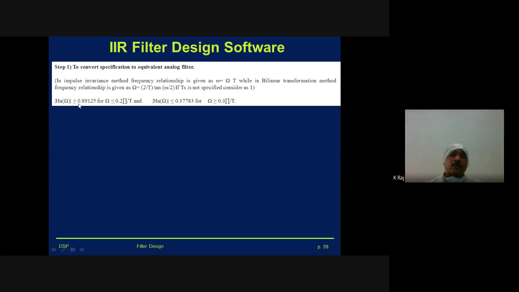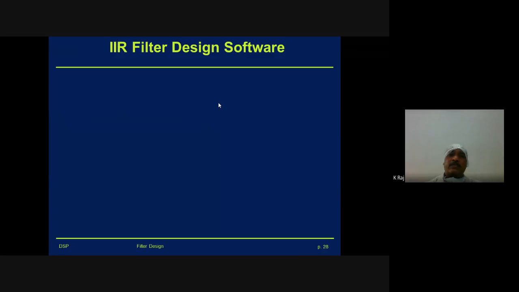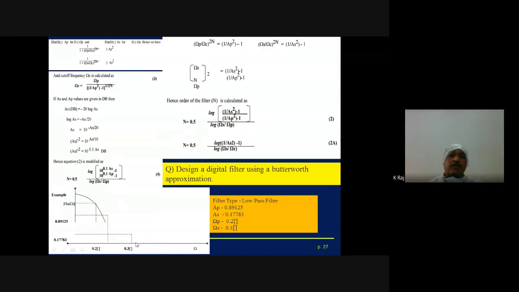So here, the magnitude of H_a(omega) is greater or equal to 0.89125 for omega less than 0.2 pi by T. Similarly, we can define that the magnitude of H_a(omega) is less or equal to 0.17783 when omega is greater or equal to 0.3 pi by T. See the specification here. After this frequency the magnitude is below the value 0.17783, and before this frequency the value is greater than 0.89125.